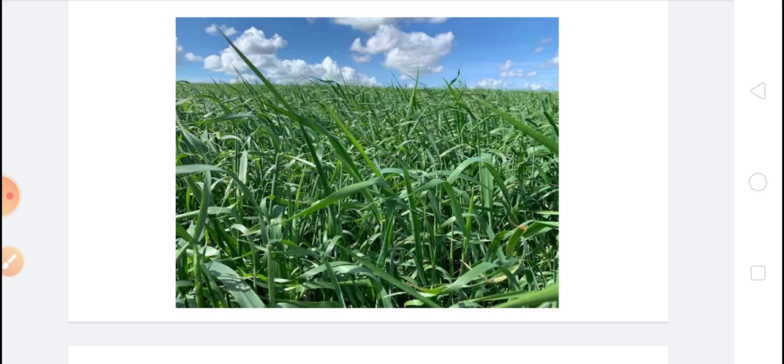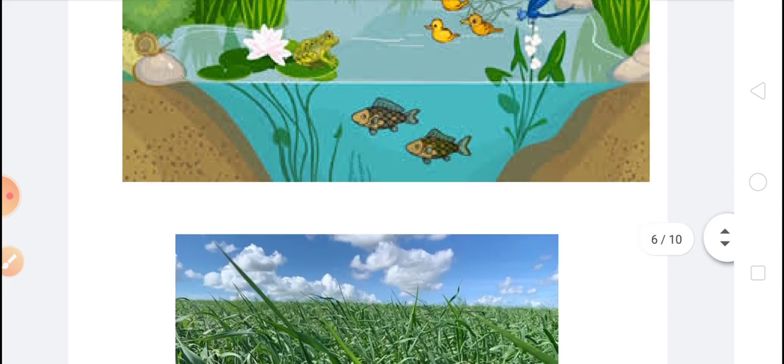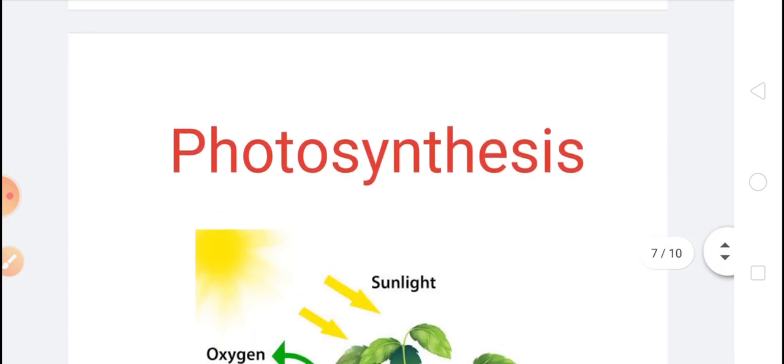The biotic components can be further divided into different categories. First of all, we will see producers.